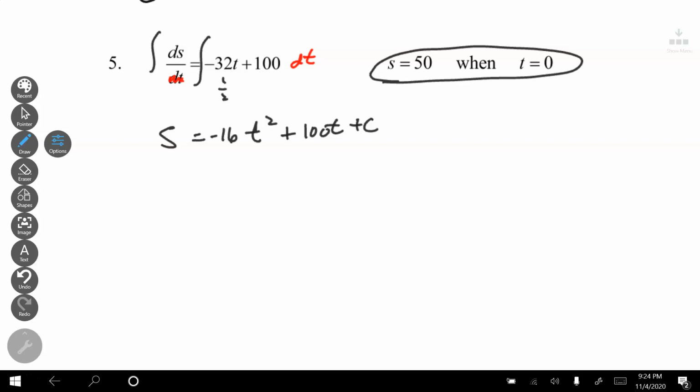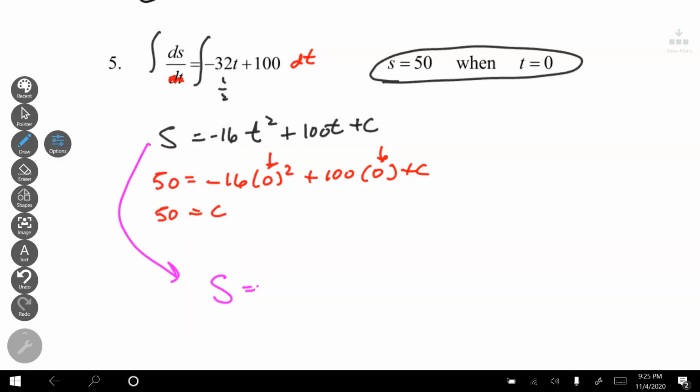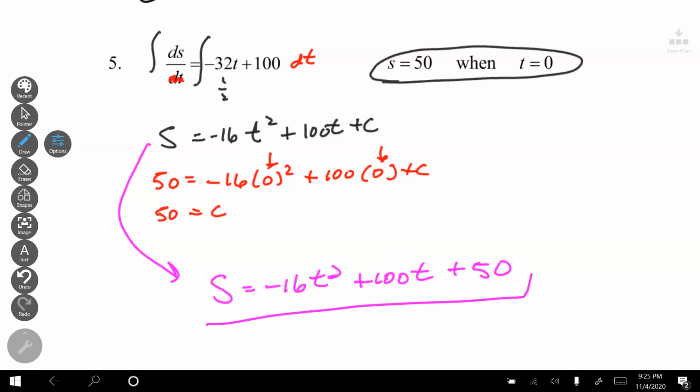I could plug in those two values. So 50 equals negative 16 times 0 squared, plus 100 times 0, plus c. Wow, I love plugging in a 0. Nice number to plug in. So I get 50 is equal to c. So I can rewrite this problem as s equals negative 16t squared plus 100t plus this initial value that I found for c of 50. If you took this derivative, you would get that differential.